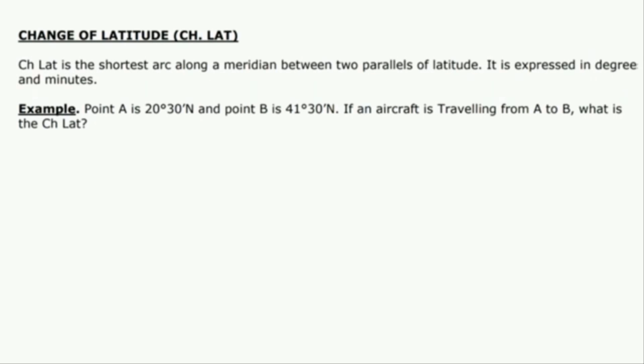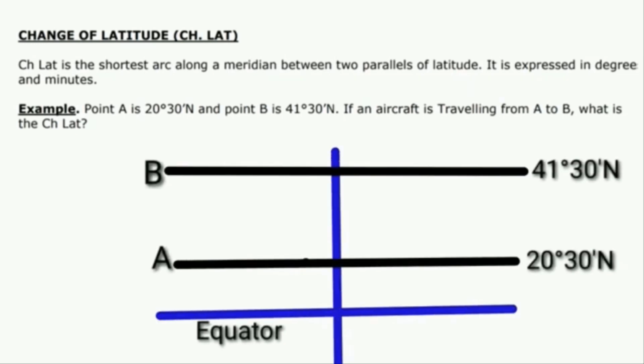Chillat is the shortest arc along the meridian between two parallel of latitude. It is expressed in degree and minute, or the simple meaning is difference between two latitude. It is called change of latitude. Here the example, point A is 20 degree and 30 minute north and point B is 41 degree 30 minute north. If an aircraft is traveling from A to B, what is the chillat? We have to find change of latitude.